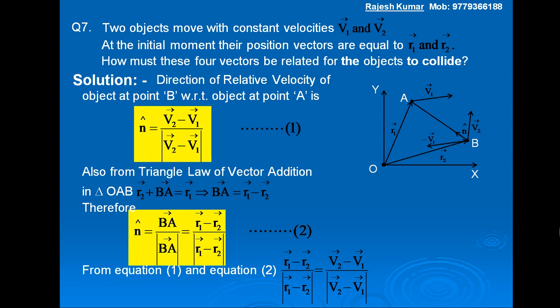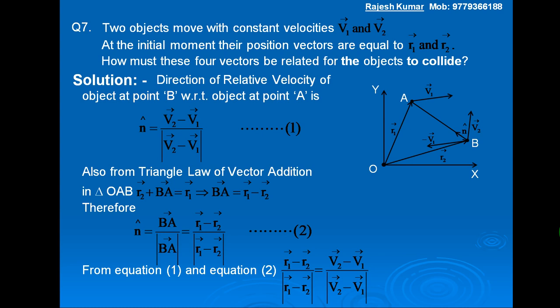So this is the relation between the four vectors so that the object at point A and the object at point B collide with each other. This is the condition for the four vectors so that the given objects collide with each other.